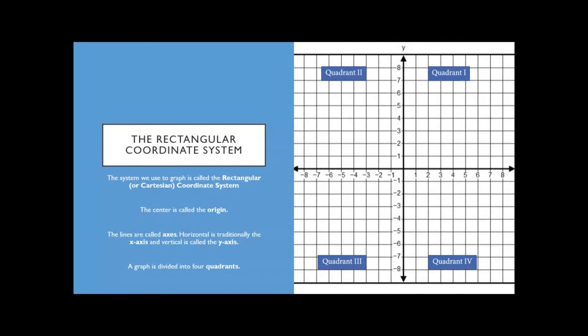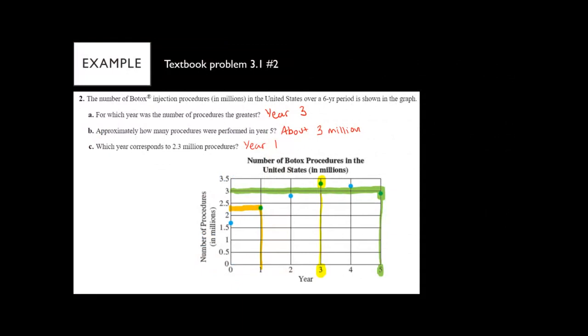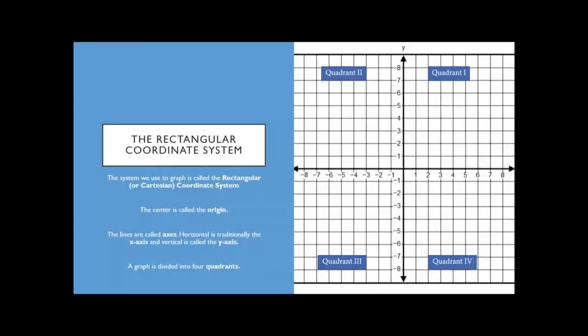So that brings us to the name of the system that we use to graph, and it's called the rectangular coordinate system. You can see that because I was sort of forming some rectangles with my highlights. The other name for this system is the Cartesian coordinate system, named after René Descartes. He was a philosopher, mathematician, did tons of things. I think he was the guy that said, "I think, therefore I am." Said it in Latin, ergo cogito, ergo sum.